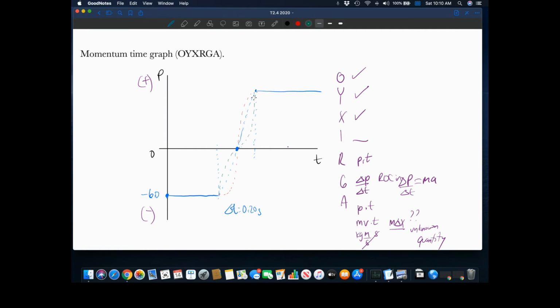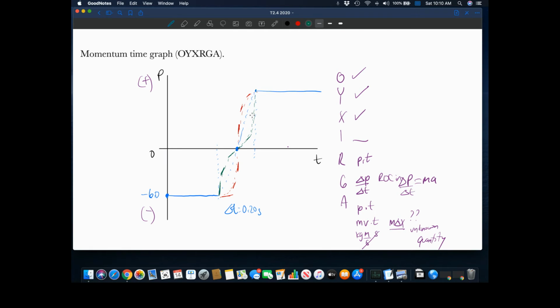The difference between the red and the green is that the red says that the rate of change of momentum starts out slow and then it gets much greater, and then it decreases again to 0. And the green graph says it starts out very, very large and then it reduces and then it increases again.